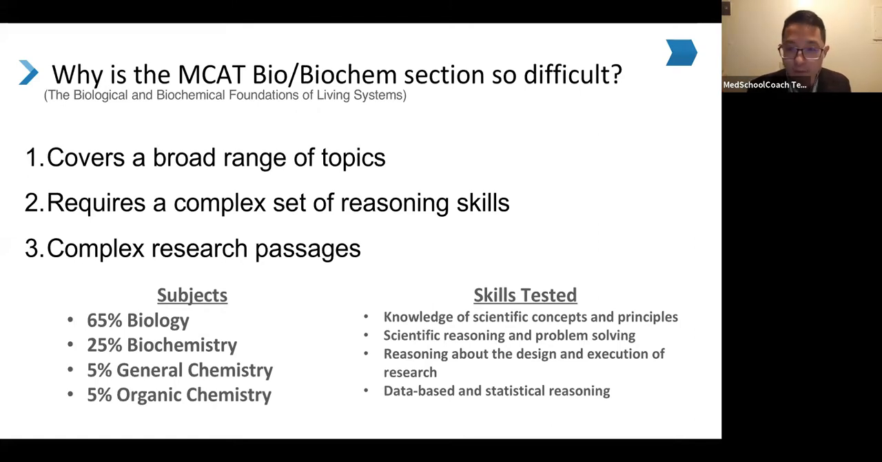So it's really cramming in 4 different subjects in one section. So that can be a lot for students to handle. But what actually makes it more difficult is that within each subject, there are so many content topics that are tested.